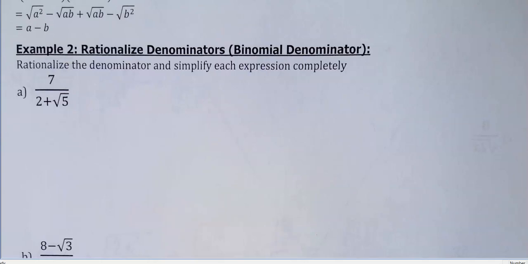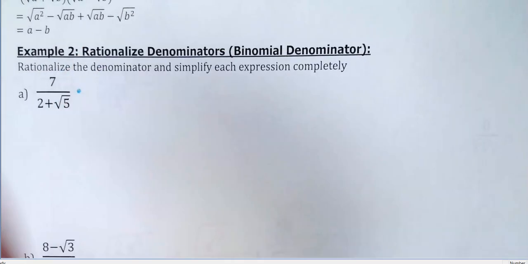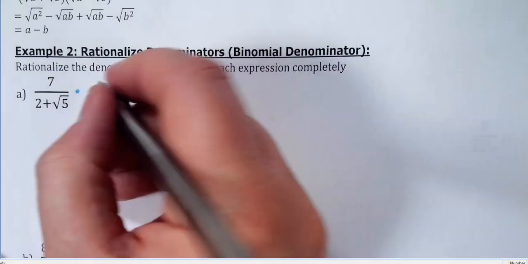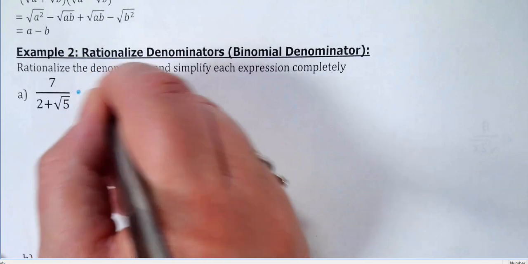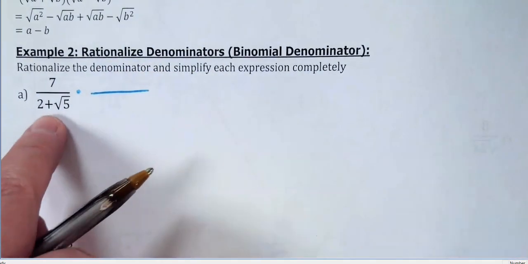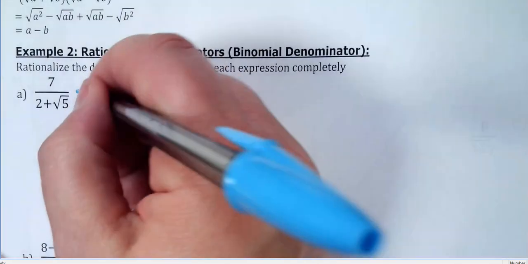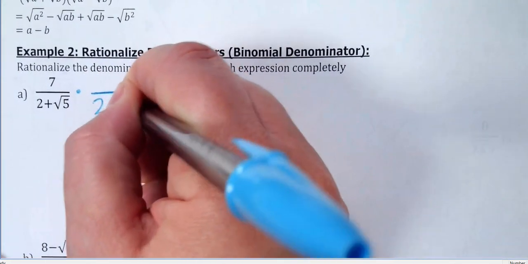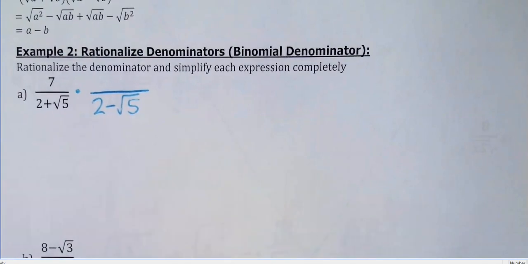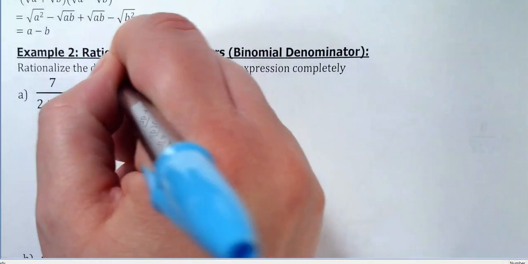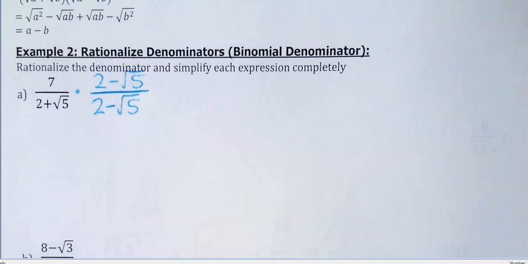All right, so I have 7 over 2 plus square root of 5. Okay, I'm just going to do the same thing we did yesterday. We're going to multiply by 1, but we're going to write 1 in a weird format. You're just going to do the conjugate of this. So you're just going to copy it down. If this is a plus, you just change it to be a minus. And whatever you do to the bottom, we're going to do the exact same thing to the top. So I'm going to multiply top and bottom by the conjugate of the denominator. When I do that, that's going to get rid of any radicals on the bottom.